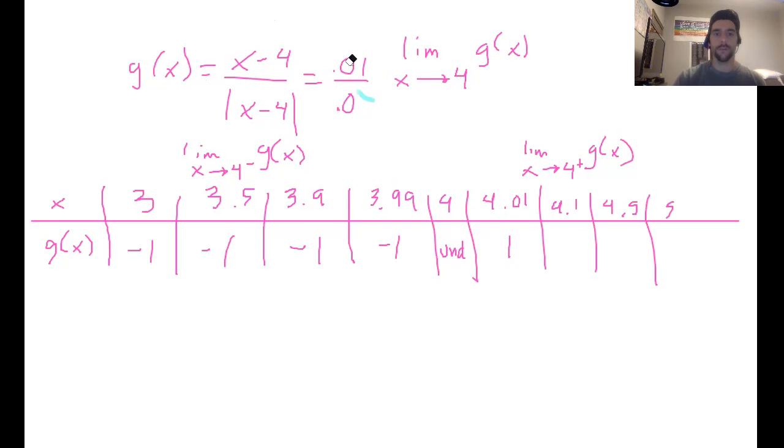If I plug in 4.1 for x, I get 0.1, and then I also get 0.1 in the denominator because I have all positive values, as all these values are greater than 4, so subtracting by 4 is still going to leave us with positive values. So the limit as we approach from the left side is -1. The limit as we approach from the right side is +1. So we'd say that this limit, I'll put it up here, does not exist. In shorthand, we can write DNE for does not exist.